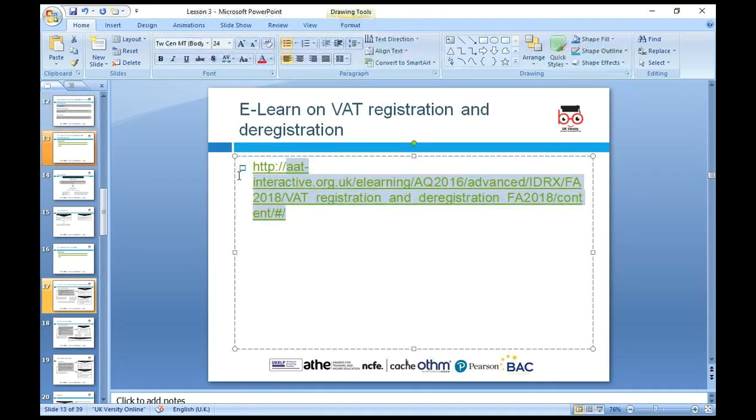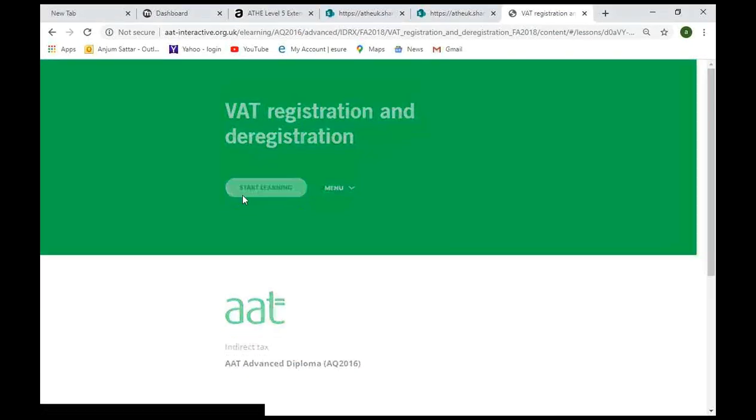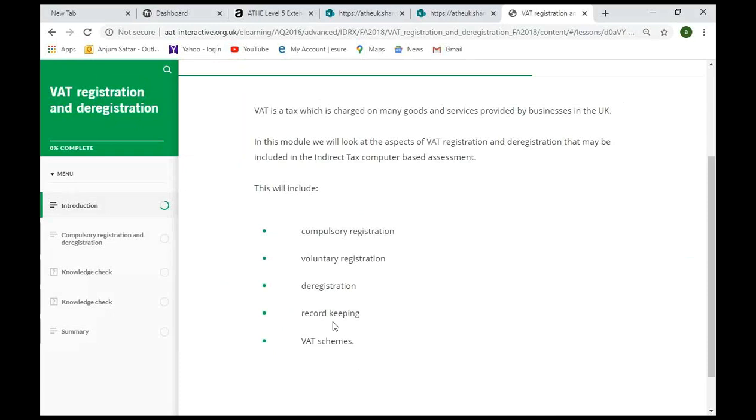Okay, I copied some e-learning. So what you need to do is copy this link and start. There are some questions, like what is meant by voluntary registration and record keeping. It's good to play with it. It's a self-learning document.